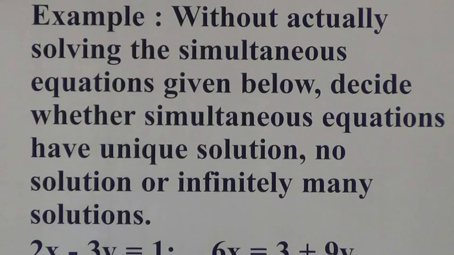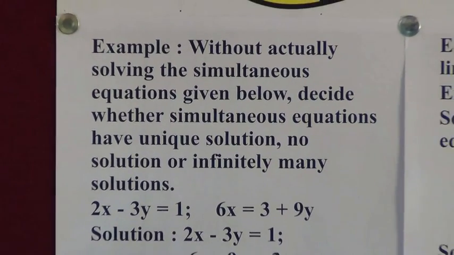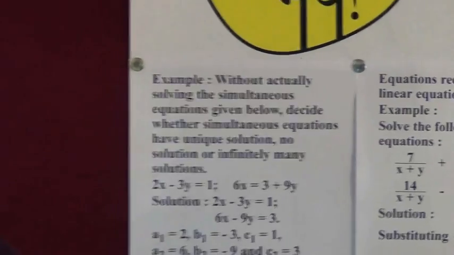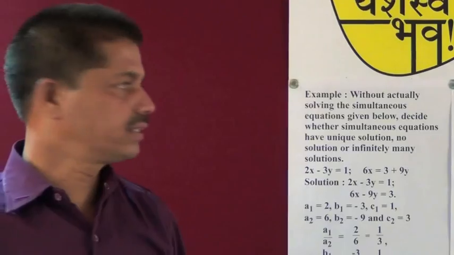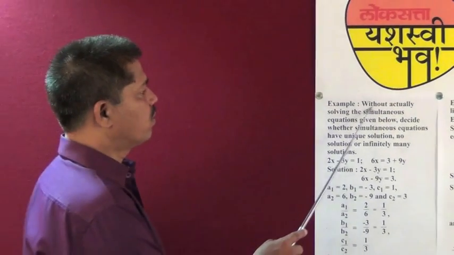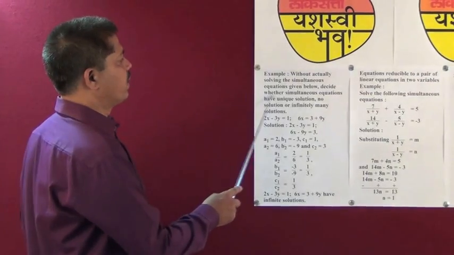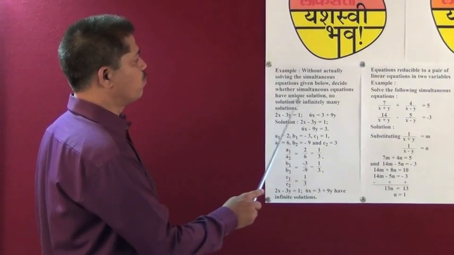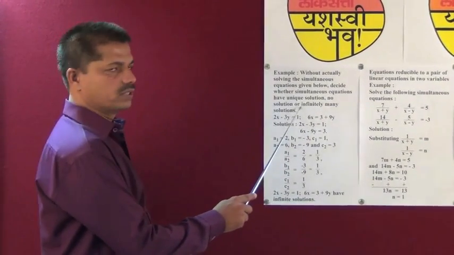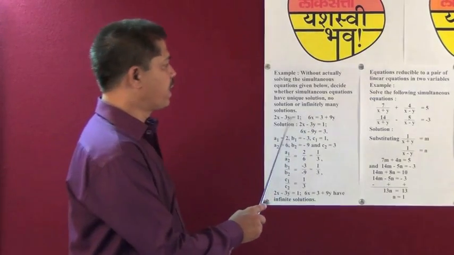In the previous session, we had seen the meaning of consistent and inconsistent simultaneous equations. Let us consider an example. Without actually solving the simultaneous equations given below, decide whether the simultaneous equations have a unique solution, no solution, or infinitely many solutions.